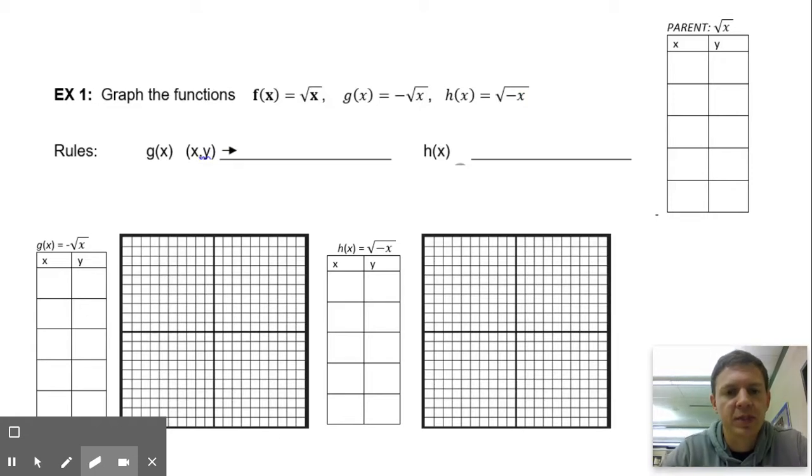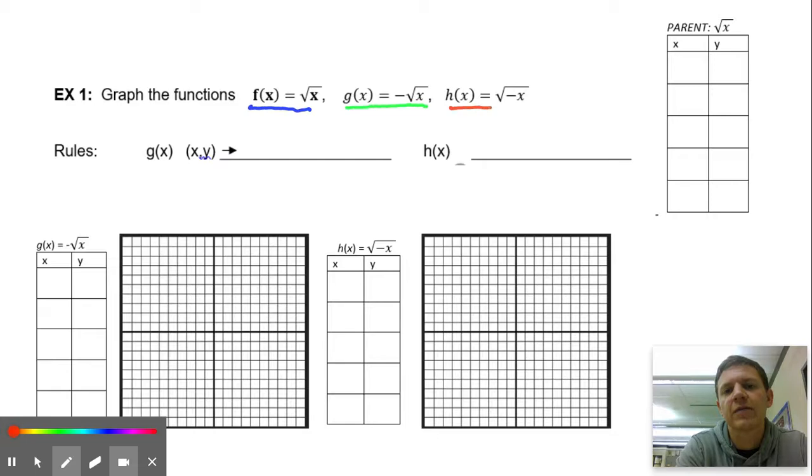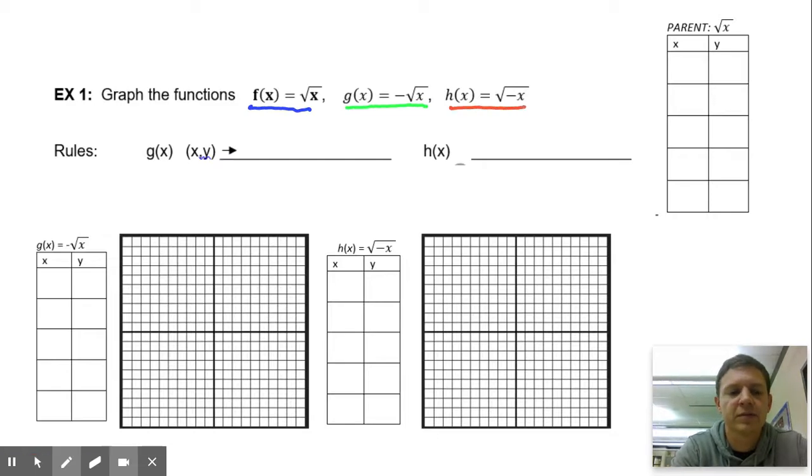All right, let's do some examples. There's a lot going on here in this slide. For now, I just want you to focus on the parent function. Then we have 2 reflections. We have a reflection where the negative's outside of the parent function. Then we have another reflection where the negative is inside the parent function.